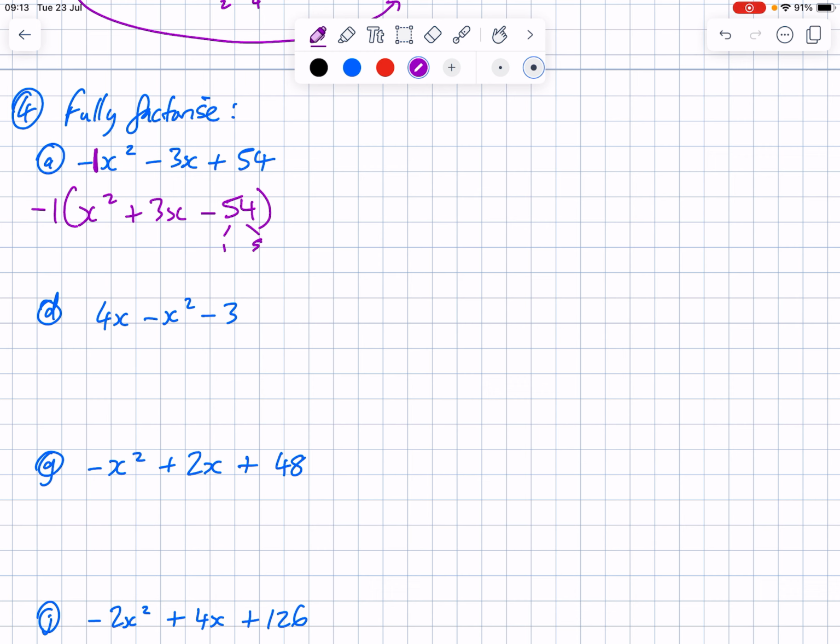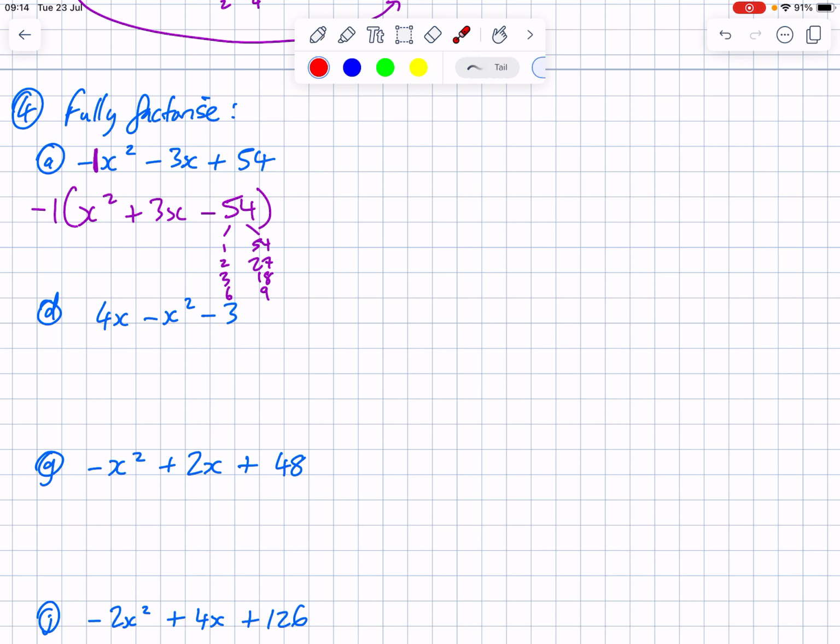So you've got 1 and 54, 2 and 27. 54 divided by 3, 3 and 18. 54 divided by 4, I don't think. 54 divided by 6, 6 and 9.